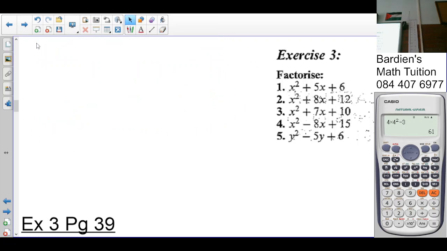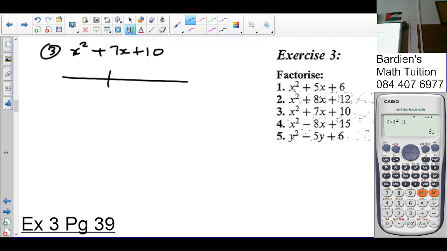Look at number 3. We have x squared plus 7x plus 10. So where do we start? Product line. So what do we get? 1 and 1. For 10? 1 and 10, 2 and 5. Do we add or subtract the products? We add them. So it's going to be 1 times 5, 1 times 2, so we're going to get x and a 2, x and a 5.